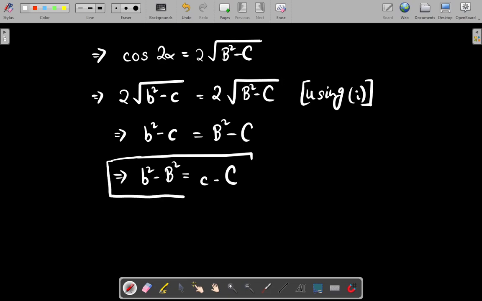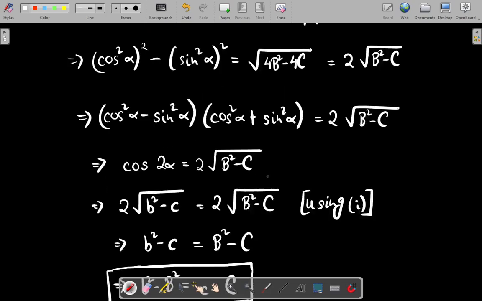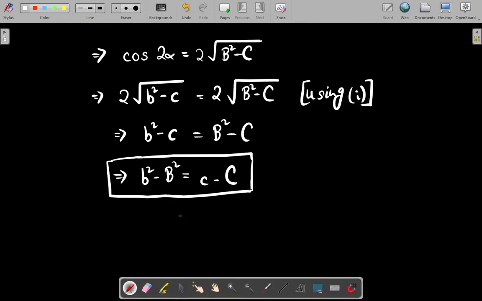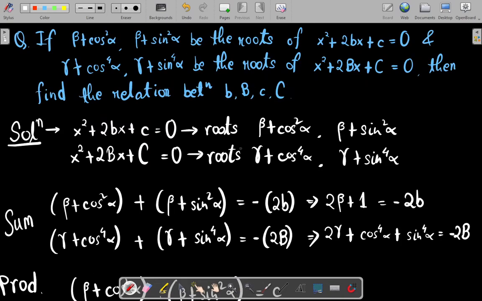This was among the 4 options. I did not give the options in the original question here because it would take more space, so I wrote the question like this, but this was one of the options. The other options were like b cube minus capital B cube equal to c square minus capital C square, like that. So this is the required answer.